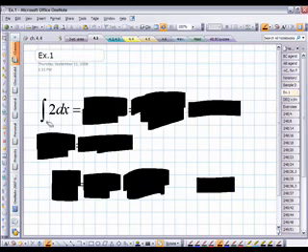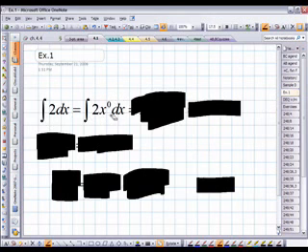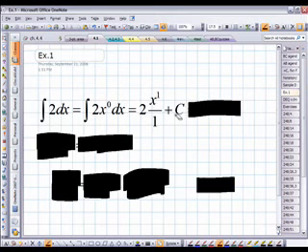Okay, now we're doing the integral of 2 dx. You can think of that as 2x to the 0 dx if you prefer. 2 is a constant multiple, doesn't affect anything. Use the power rule. You get 2x to the first over 1 plus c. Once you start to do some of these, I wouldn't expect you to write out every one of these steps. You just quickly go to 2x plus c.